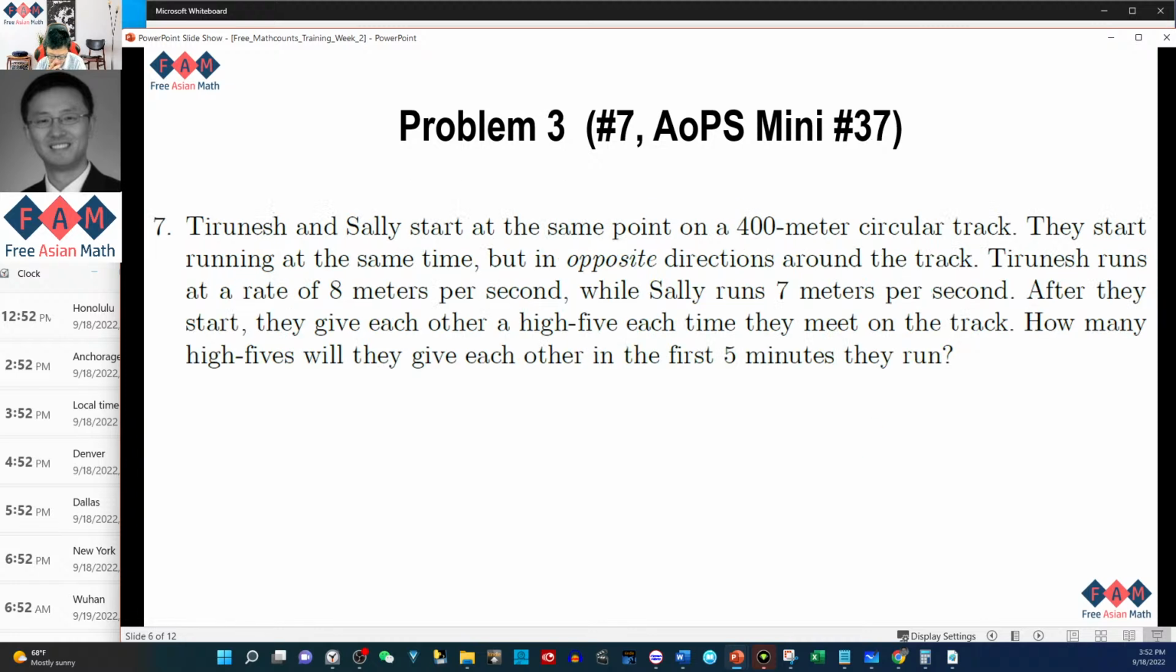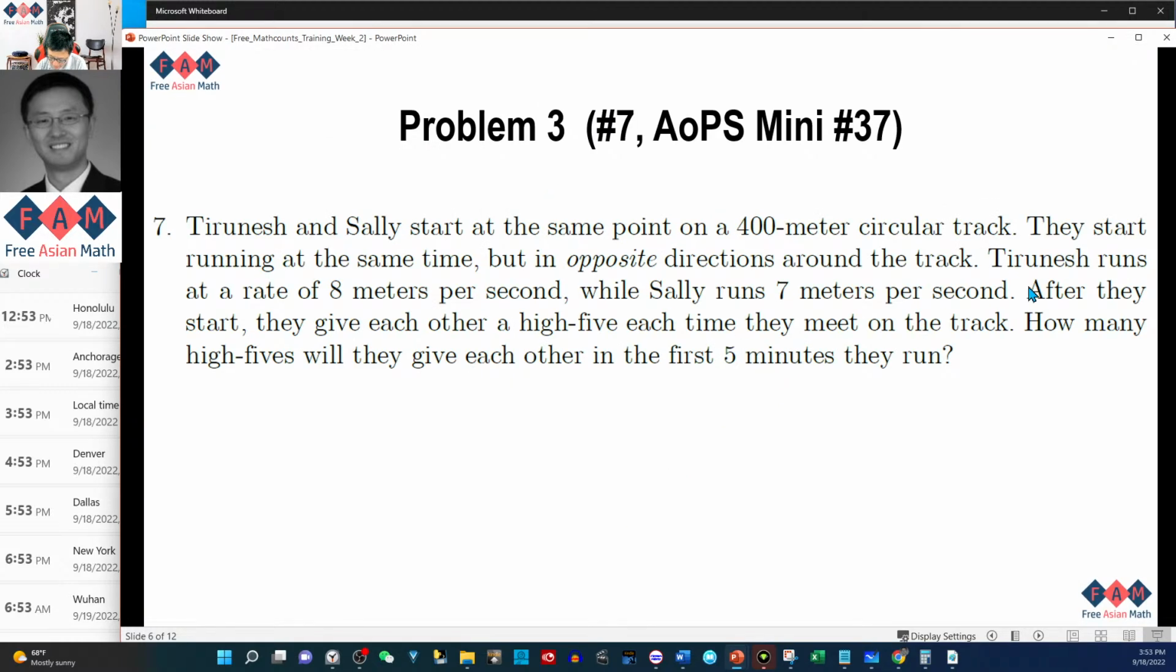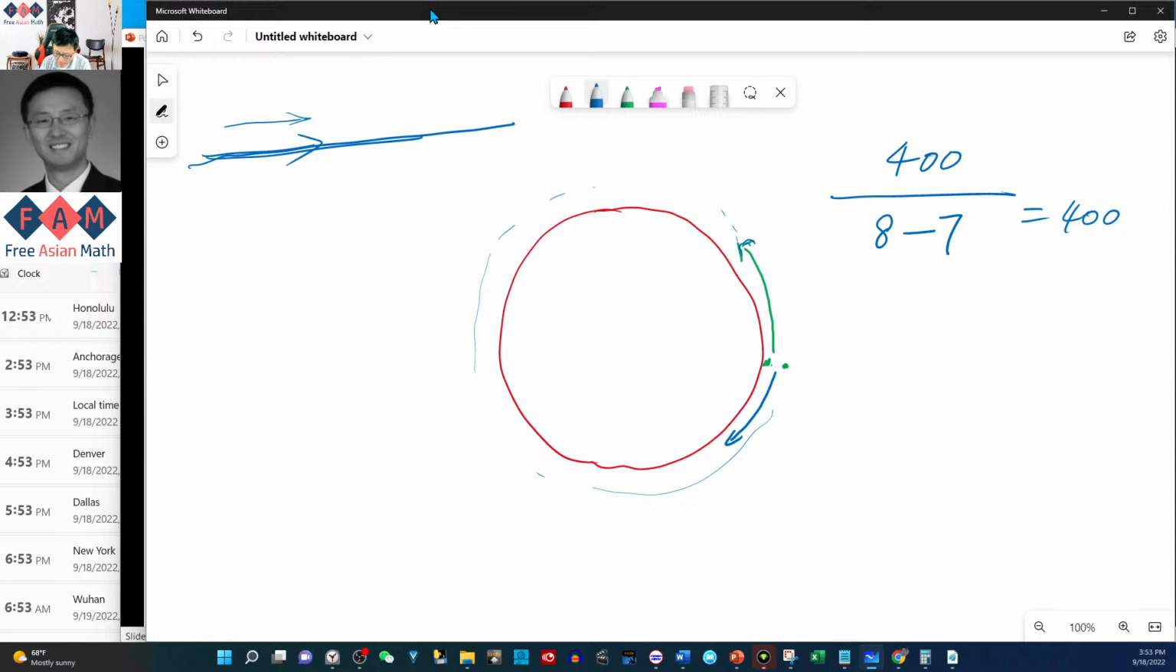Okay, next problem. Similar setup. The only difference now, the same two guys, instead of running in the same direction, they run in opposite directions. The speed is still a 7. So this time, at the very beginning, Sally would run in this direction. So when they meet again, they give each other a high five each time they meet on the track. So we have to understand what that means when they meet again.